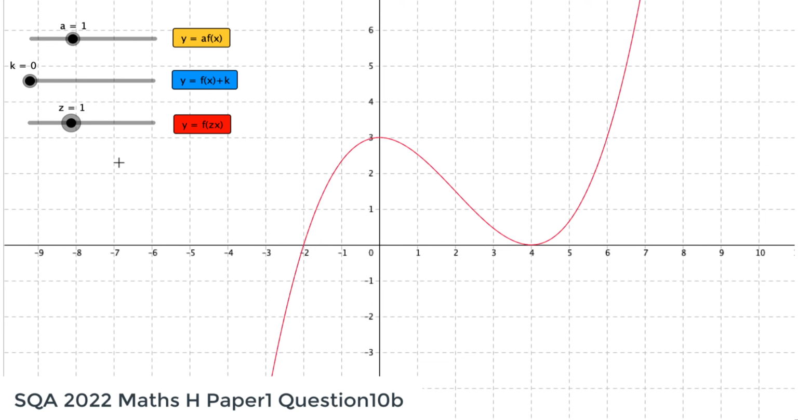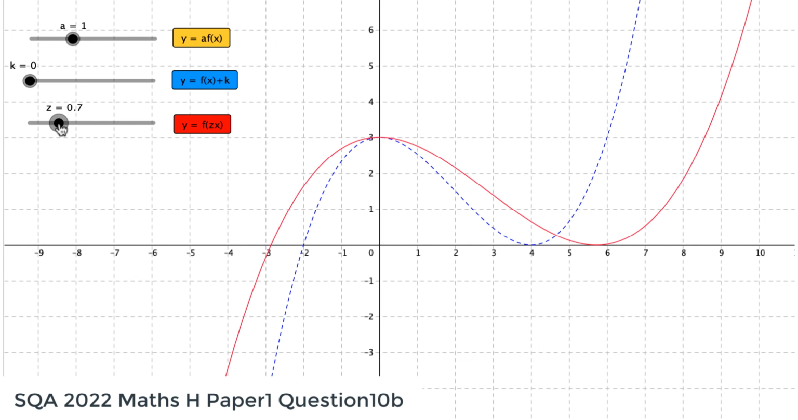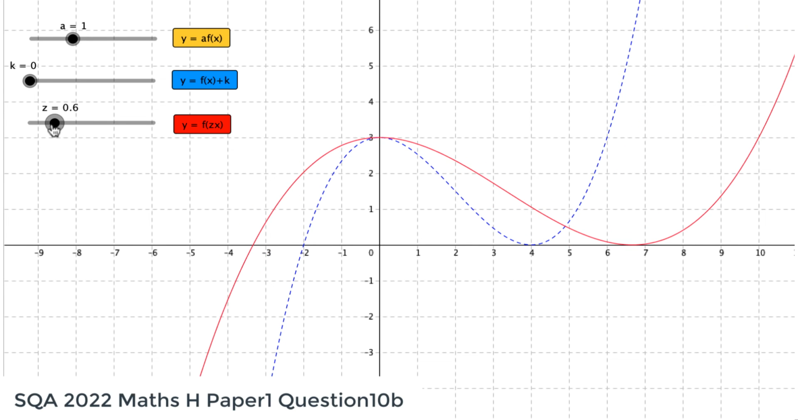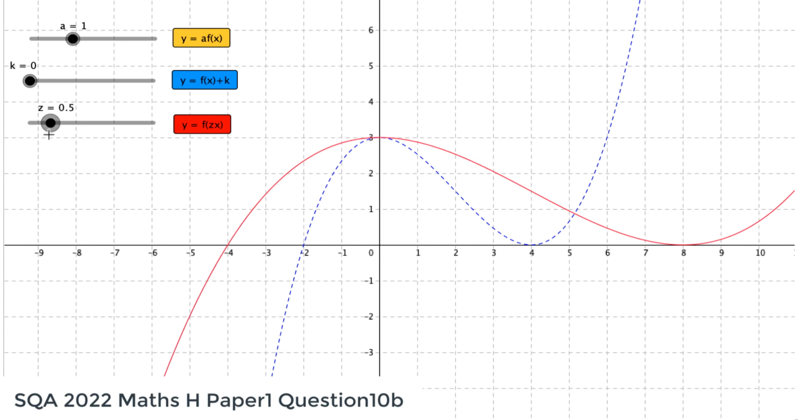So now the question asks us what happens when we get f of half of x. Now you may have imagined what goes on if we're multiplying by 2 and we have a scaling of a half, squashing of the graph. Maybe when we half x, we'll be scaling by 2. Let's check it. There we go. It's stretching the graph out, and when we reach a half x, we have scaled the graph along the x-axis by a factor of 2.